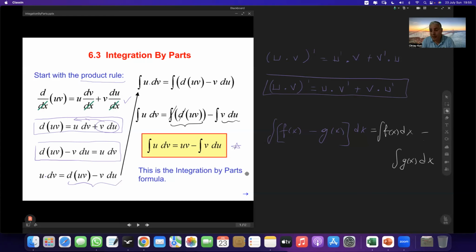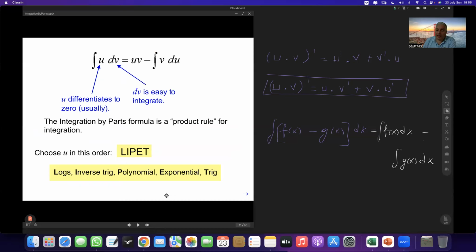Guys, there is something important. Whenever we solve the question, which part we are going to call u and which part we are going to call dv is very important. If we select the suitable, the right one, we can solve the question easily. Otherwise, the solution will be very, very long, so it will take our time, and it will not be a good solution method.